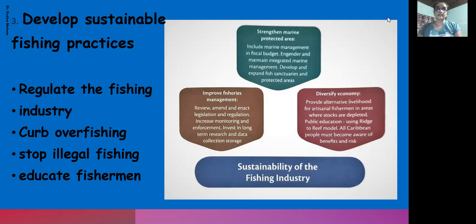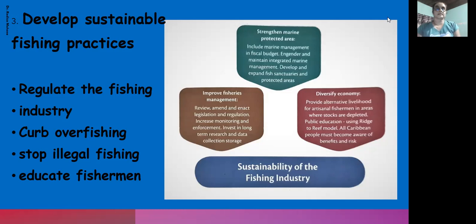But it's another thing to actually monitor who is fishing where and what is happening in terms of illegal fishing and overfishing. So unless you have legislation and regulation, or unless you have some kind of monitoring structure or process in place, then you would not be able to curb things like overfishing and illegal fishing.